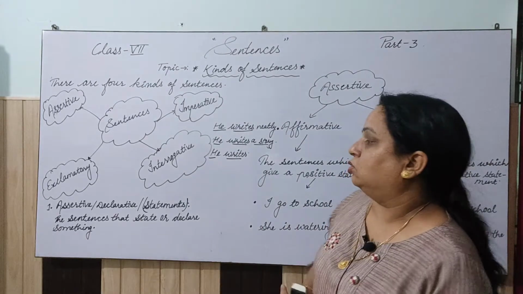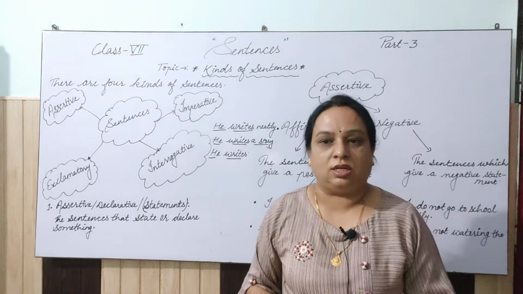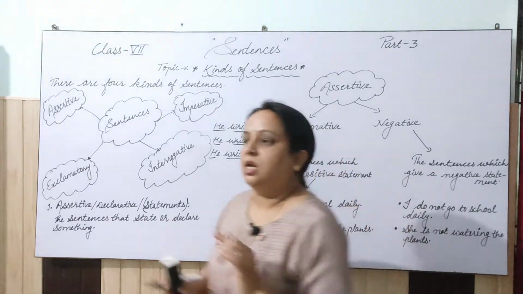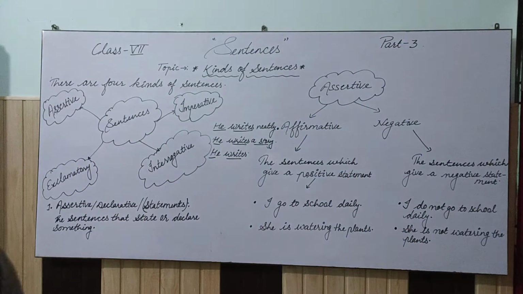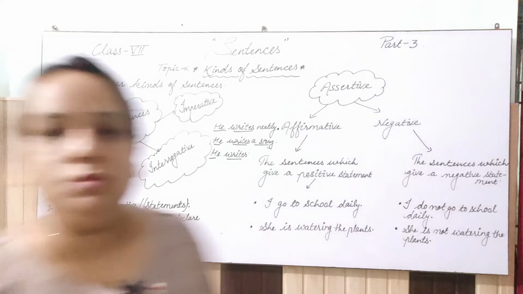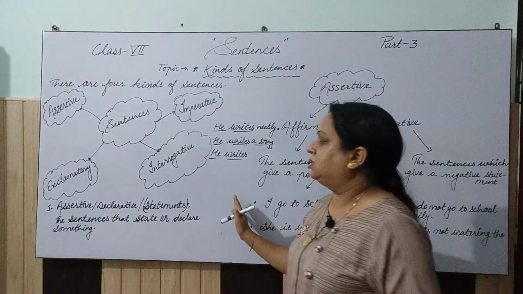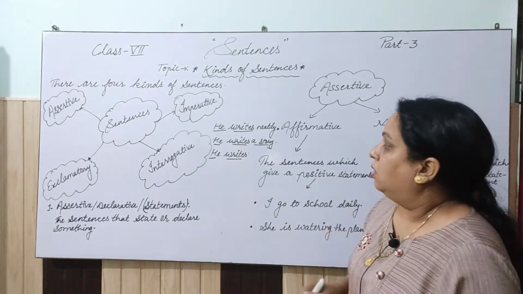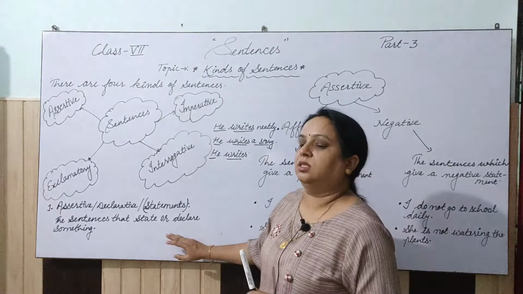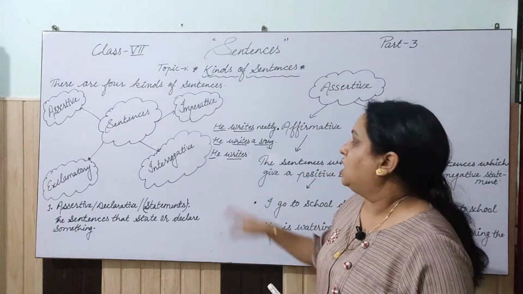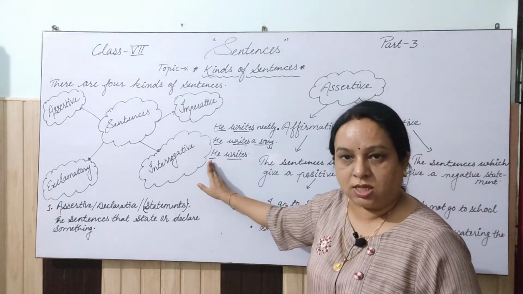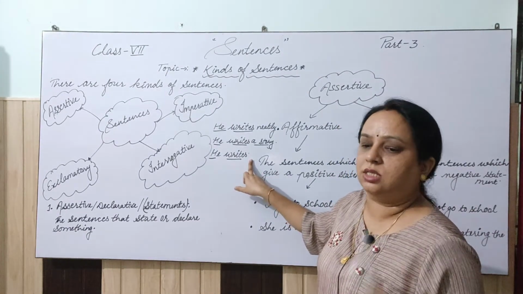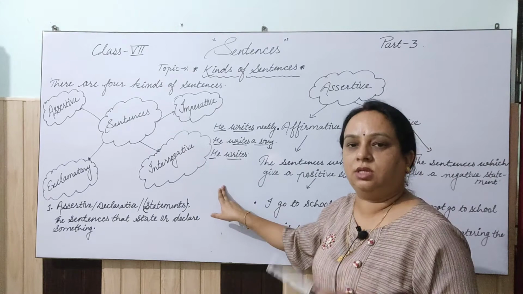So here, dear students, we have learnt in assertive sentences that a subject is required in the starting of the sentence. So subject and verb are required. How will you identify this assertive sentence or declarative sentence? If we have a subject in the starting and a full stop in the end, that is an assertive sentence or declarative sentence.